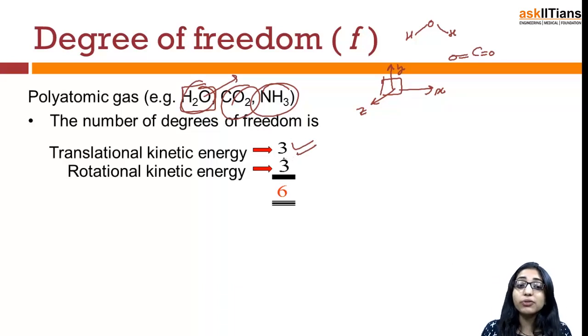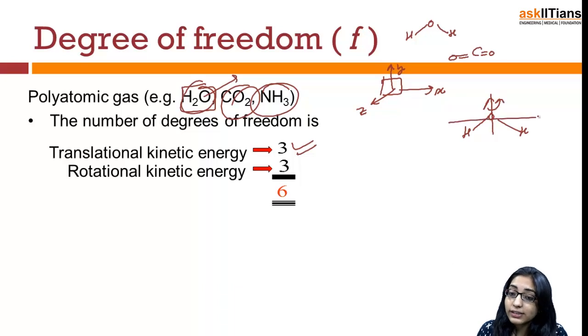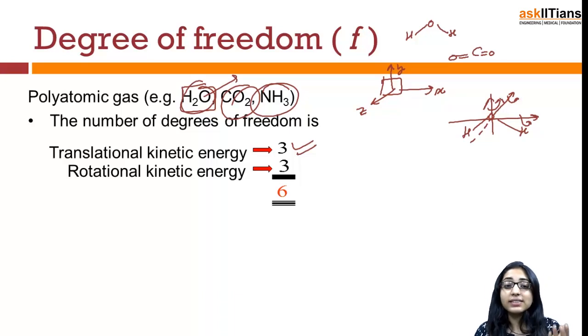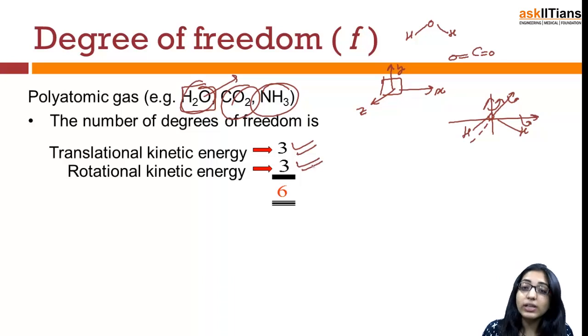Now if I am asked to find out the total rotational kinetic energy terms, I will simply say that taking the case of water, it can rotate along this particular axis, or along this particular axis, or there will be a third axis passing through this oxygen. That means there will be 3 different axes along which the rotation is possible, and hence there will be 3 rotational degrees of freedom. So overall there will be 6 total degrees of freedom.